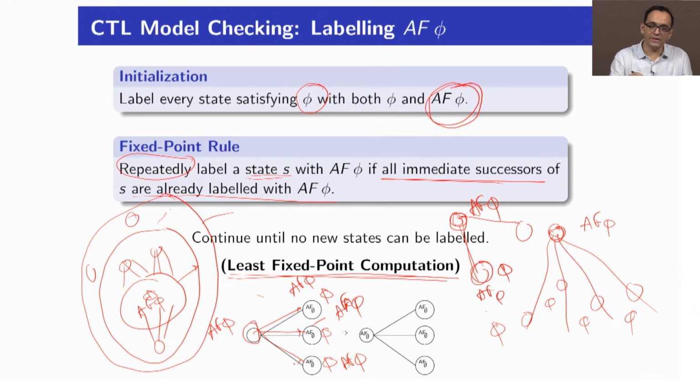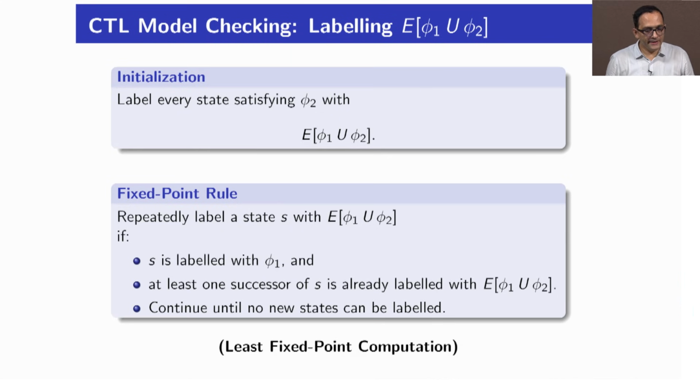So I can also say that AF phi holds here, right? So this is kind of correct by construction. I am making sure that any state which I am marking with AF phi is guaranteed to have, on all paths in the future, some state where phi holds, right? This is how I am constructing it. So this is my labeling algorithm for AF phi. Now if you understand this, the other two will be very easy to understand.